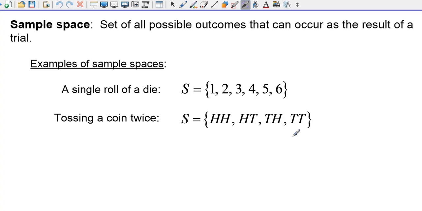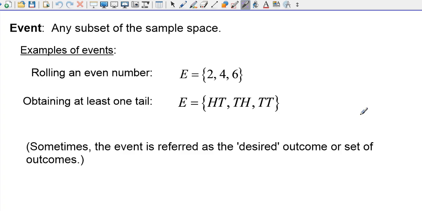Sample space. A sample space is a set of all possible outcomes that can occur as a result of a trial. So for example, if we're rolling a single 6-sided die, the sample space, which we usually use the capital letter S to represent, would be the set of the numbers 1, 2, 3, 4, 5, and 6. If we're talking about tossing a coin twice, as a trial, then the sample space would be, we could get heads then heads, heads then tails, tails then heads, or tails then tails. So it's just a listing of all the possible outcomes that can occur.